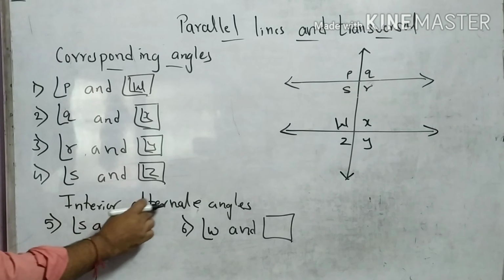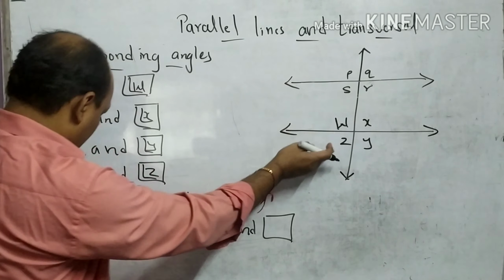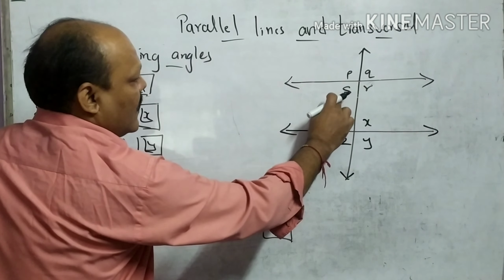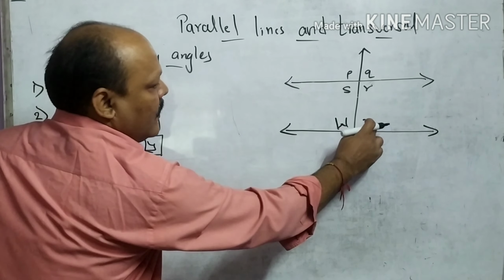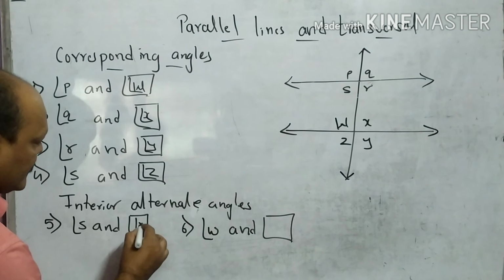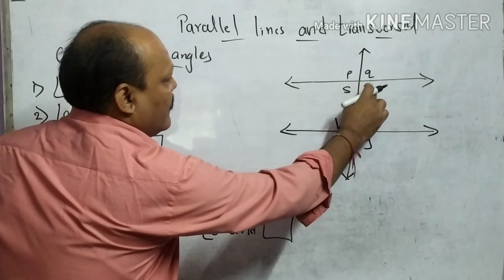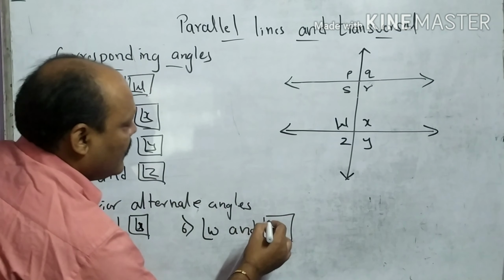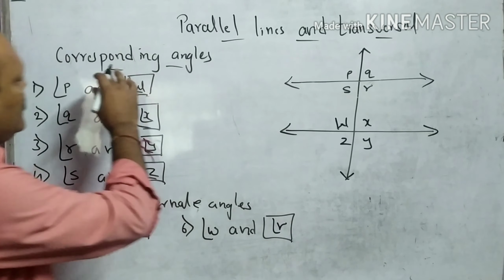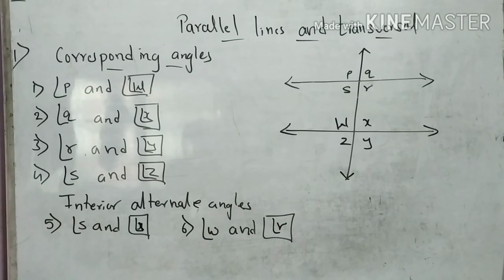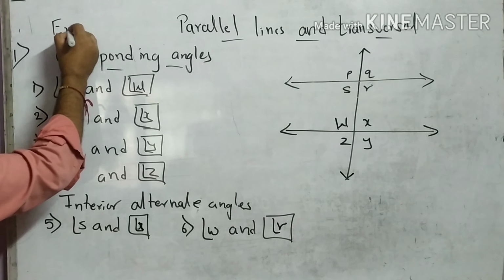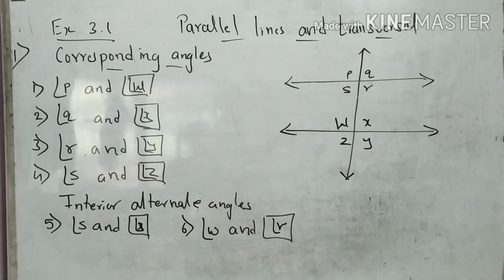Now interior alternate angles: between the two parallel lines, it forms a Z. The interior alternate angle of S will be angle X, and the interior alternate angle of W will be angle R. This was the first question of exercise 3.1. I hope all of you understood. Now we'll go for the second sum.